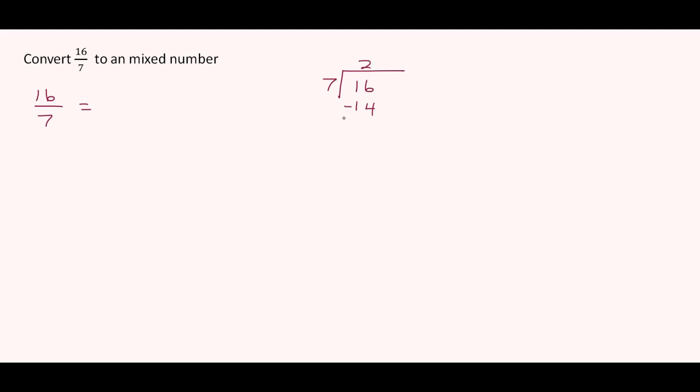So we subtract 14 from 16 and we have 2. So now what we have is our quotient, which is 2, our remainder, which is also 2, and then our divisor is 7. So this is what you do.